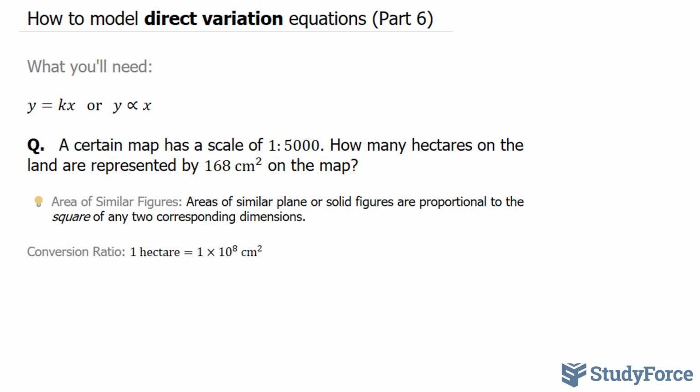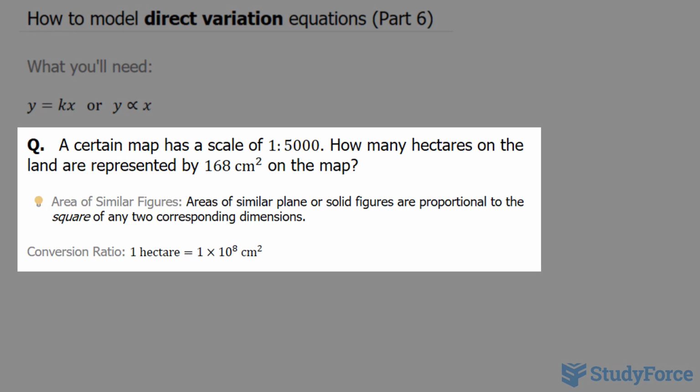In this video, I'll show you how to model direct variation equations. This is part 6 in the series. The question reads, a certain map has a scale of 1 to 5,000. How many hectares on the land are represented by 168 centimeters squared on the map?